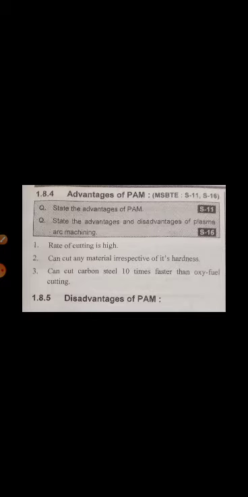Rate of cutting is high. For this PAM, that is plasma arc machining, rate of cutting is high. By this method, we can cut any material irrespective of its hardness. Independent of hardness, we can cut any type of material. We can cut carbon steel 10 times faster than oxyfuel cutting.